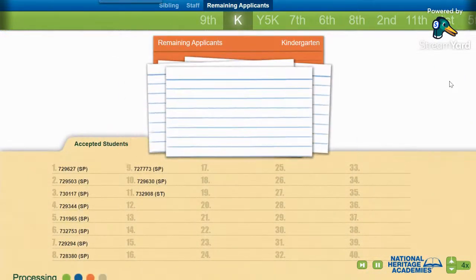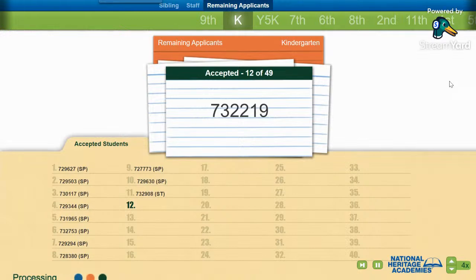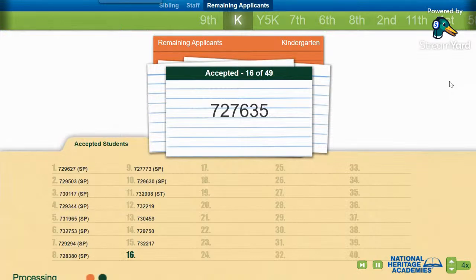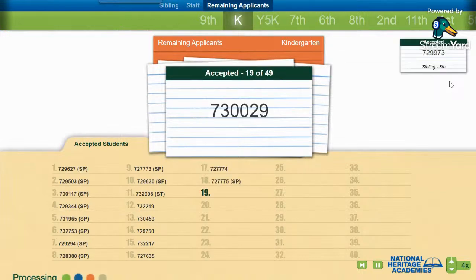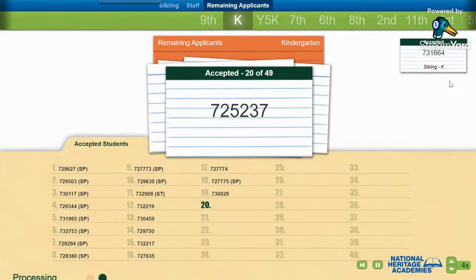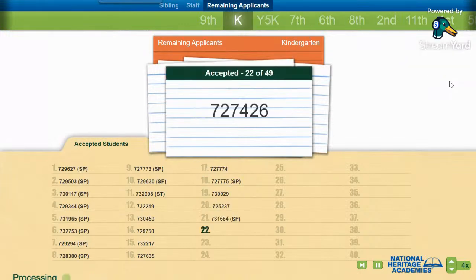Moving on to kindergarten. We still have seats available here. 732219 accepted in kindergarten. 730459 accepted. 729750 accepted. 732217 accepted in kindergarten. 635 is accepted. 727774 accepted with a sibling 727775, also in kindergarten, both accepted. 730029 with an 8th grade sibling 729973, both students accepted. 725237 with a sibling also in kindergarten 731664, both accepted. 727426 accepted with a sibling in 3rd grade 686161 going on the waiting list with preference.